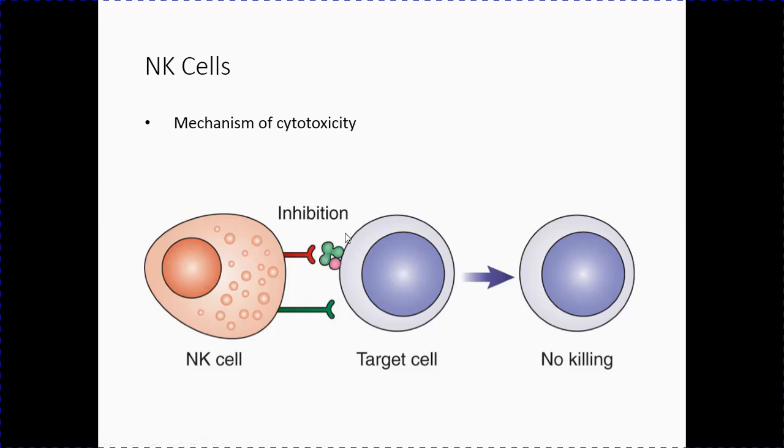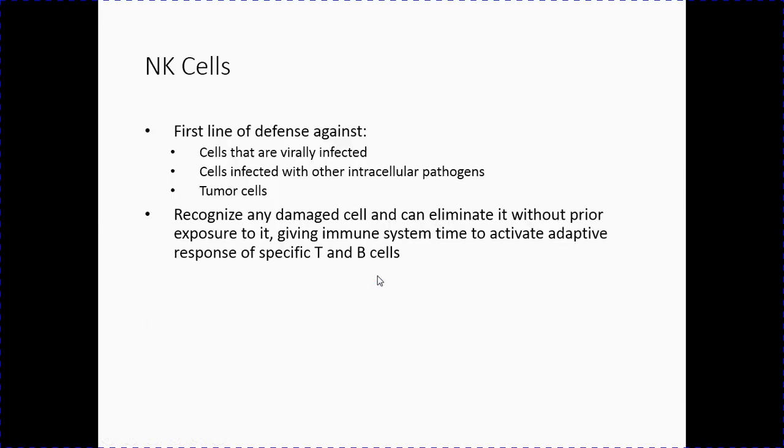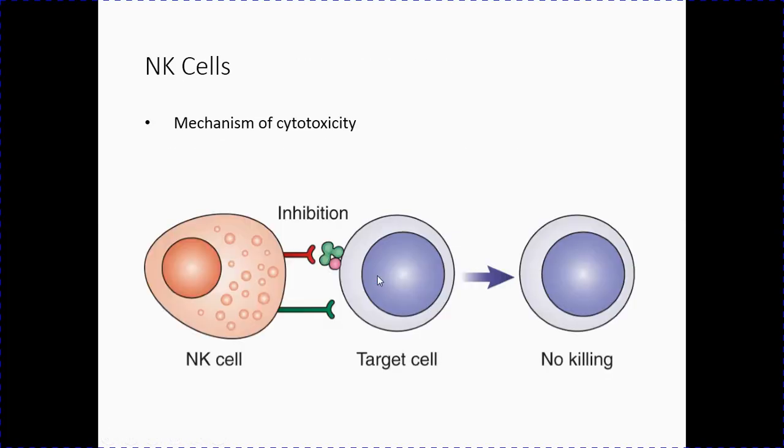But if there's no antigen in the peptide cleft or no protein in that cleft, the natural killer cell recognizes that there's nothing foreign attached to this target cell, this antigen presenting cell, and as a result, it sends inhibitory signals back to the natural killer cell, and the natural killer cell will have no killing happen.